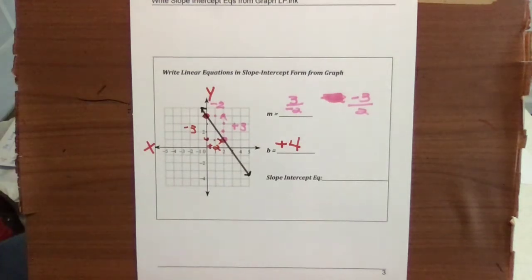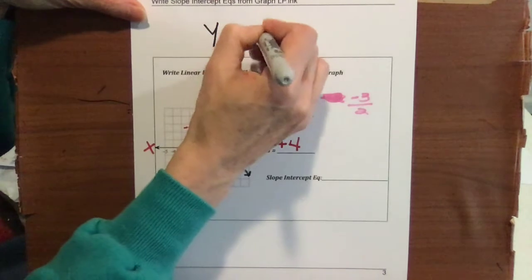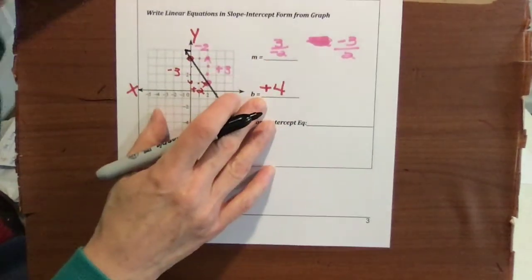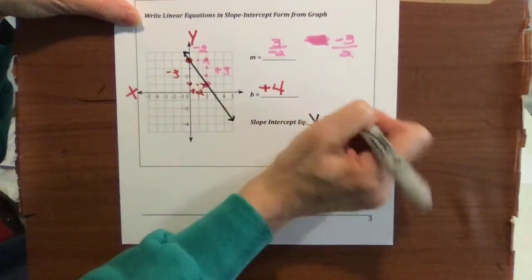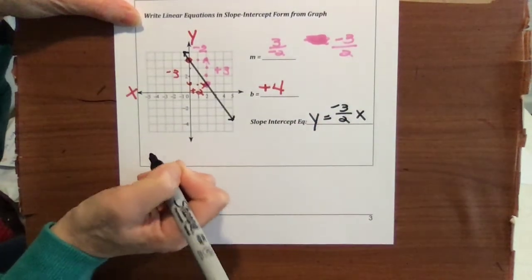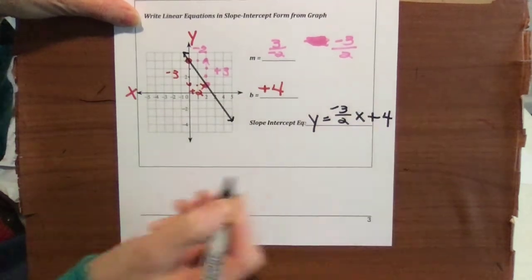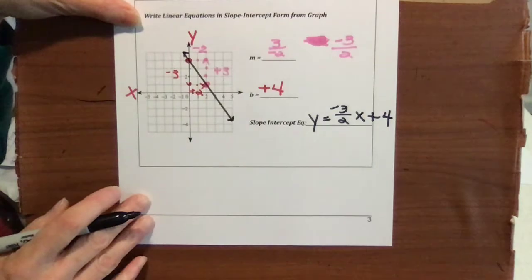So now we need our slope-intercept equation. Remember, our slope-intercept equation is y equals mx plus b. So we're going to take this information that we have gotten from our graph, and we're going to write it. y equals, our slope is -3 over 2, keep the x, and it's +4 for the y-intercept. And that's our equation: y equals -3 over 2x plus 4.